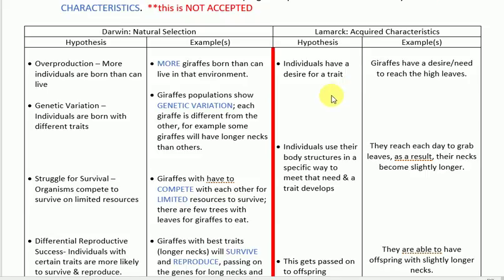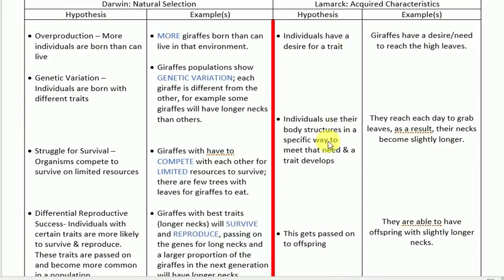So his hypothesis was that individuals have a desire for a trait. His example was giraffes have a desire or a need to reach the high leaves. So the giraffes are going to use their body structures in a specific way to meet that need, and the trait develops. His example was they reach each day to grab leaves, and as a result, their necks become slightly longer.